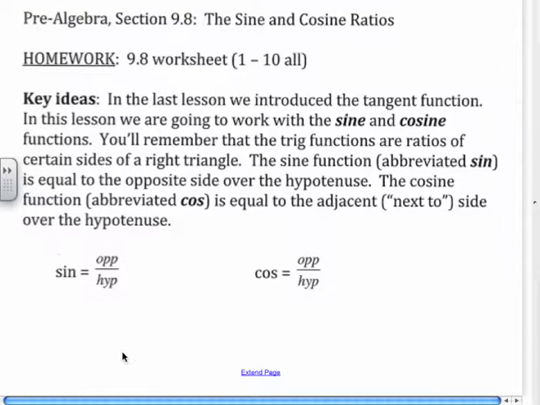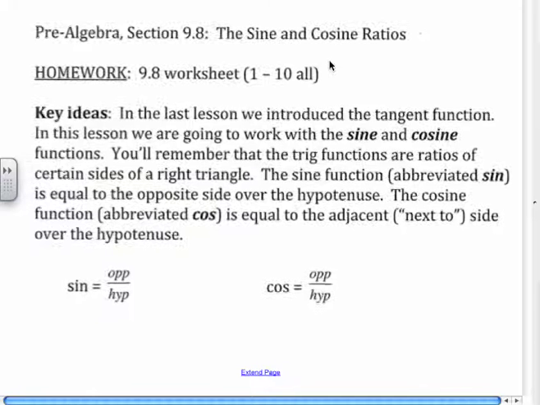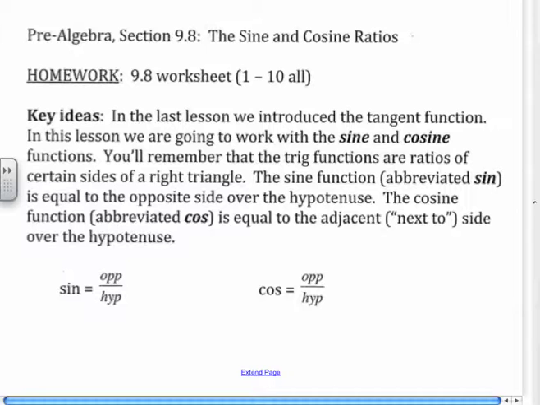Okay, guys. Sine and cosine ratios. Now, the last lesson we talked about the tangent function, and you'll remember that tangent is equal to the opposite over the adjacent. Okay. Now today we're going to talk about sine and cosine.